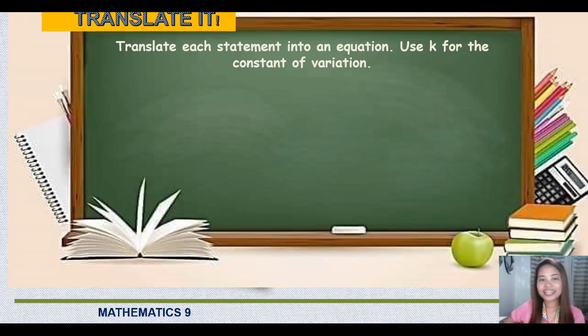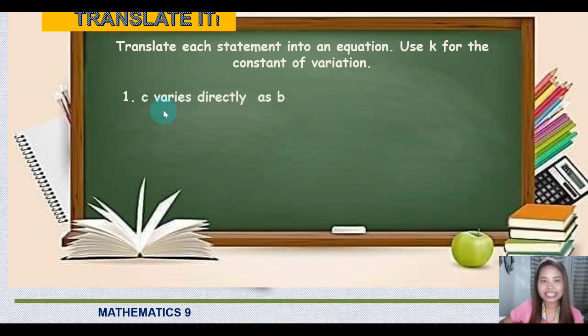Now let us all translate each statement into an equation. Use k for the constant of variation. So we are going to translate those statements into mathematical form, which is in the form of direct variation. Remember that our standard form of direct variation is y is equal to kx.